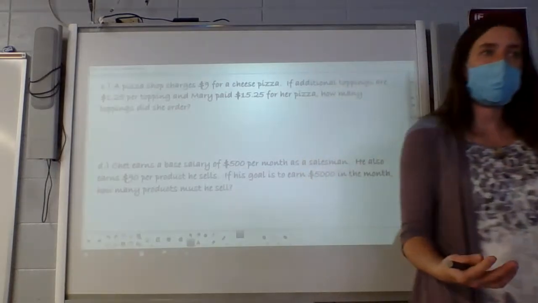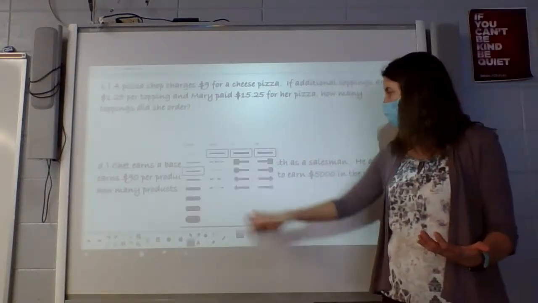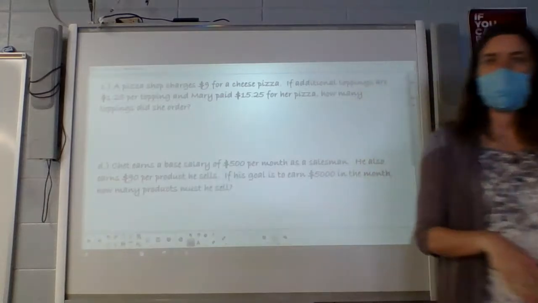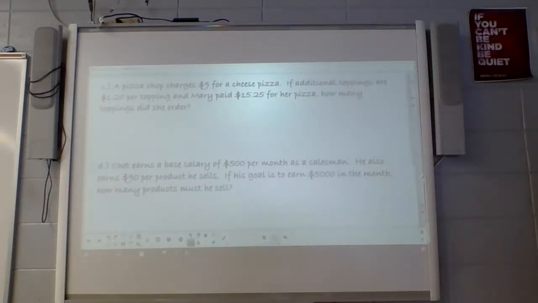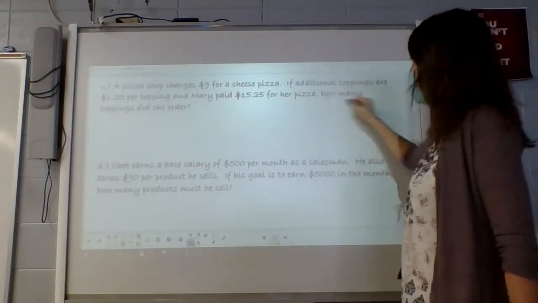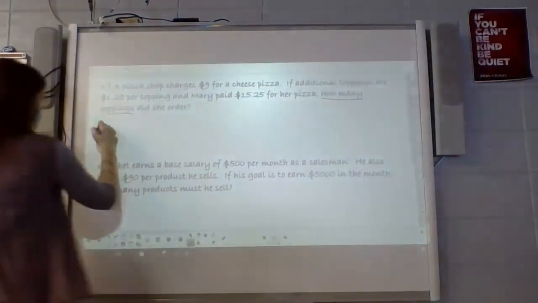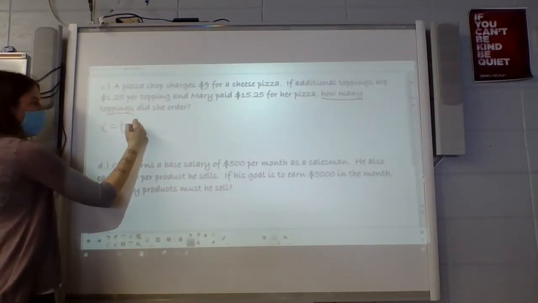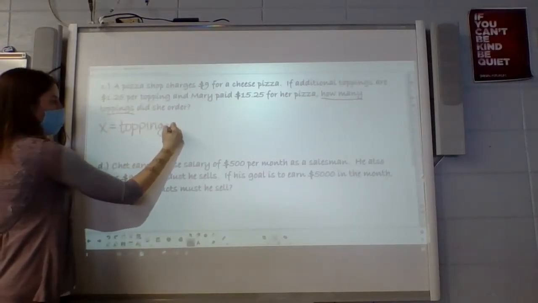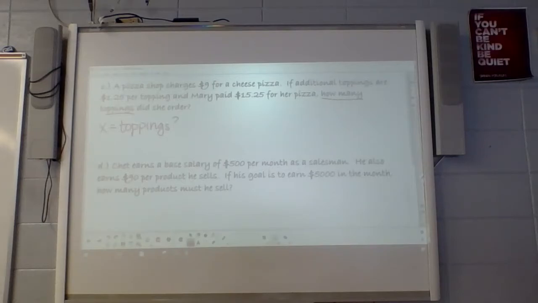So what's our unknown again? I guess I'm going to ask that first. What don't we know? What don't we know in this case? Yeah, Clayton? How many toppings she has? Yep, and the question tells us that. How many toppings did she order? So that's our question mark. That's our unknown. So the number of toppings.